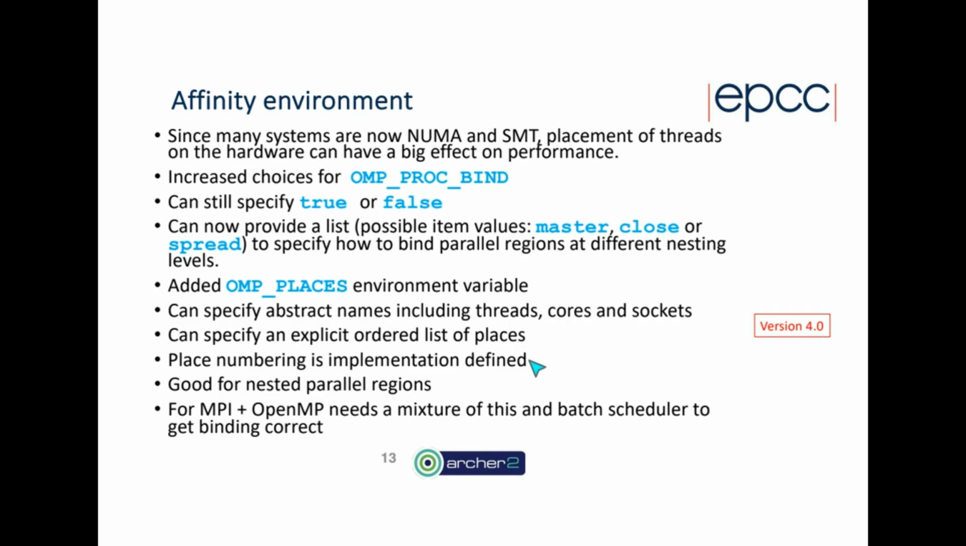This is all really designed for nested parallel regions, but doesn't really work so well for hybrid MPI and OpenMP code, because that really needs some combination of this and the batch scheduler, as I indicated, to get everything correct. There isn't really a sensible way, for example, to use this explicit ordered list of places and have a different list for every MPI process, which is what you'd want, and there isn't really a way to do that.